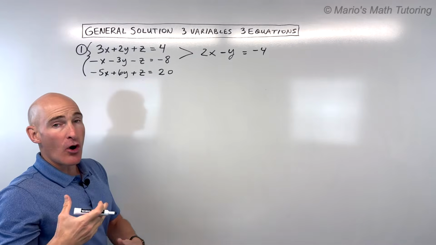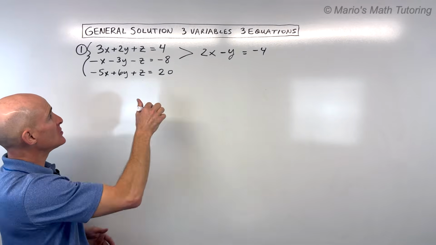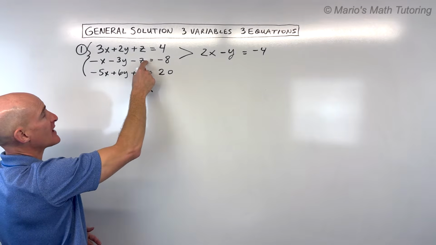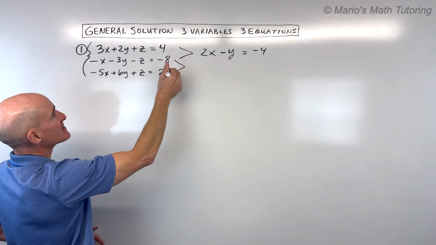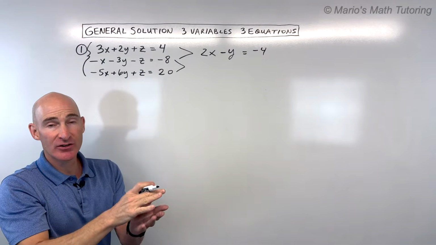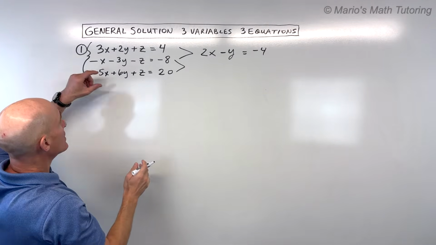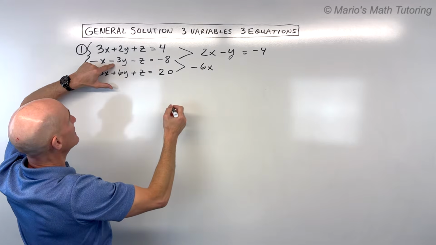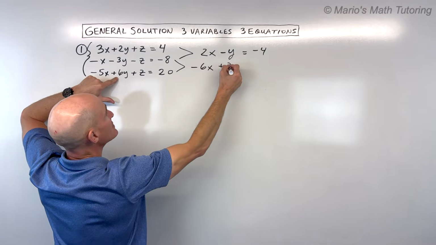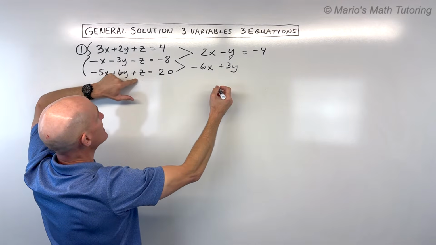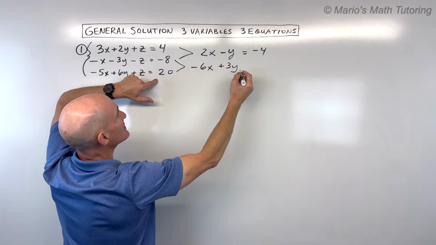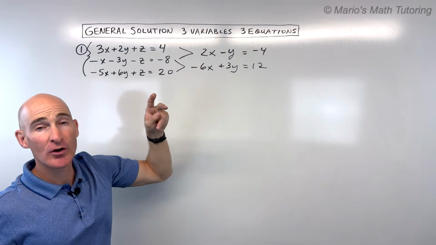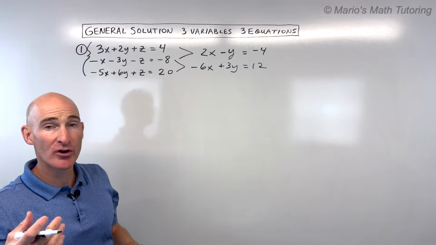Now you want to use all three equations, so I need to use this third equation, which I haven't used yet. I can combine it with the first or with the second. I think it's going to be easier to combine it with the second, because if I just add these together, the z's are going to cancel out. So let's go ahead and do that. Negative 1x plus negative 5x is negative 6x. Negative 3y plus 6y is positive 3y. z plus negative z is 0, and 20 plus negative 8 is positive 12. So now you can see we're down to a two variable, two equation system, which you learned about earlier in math.